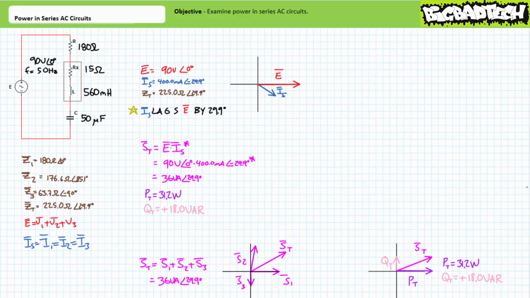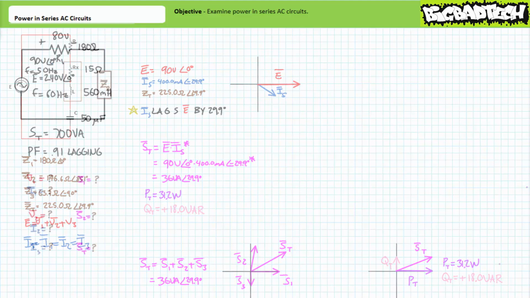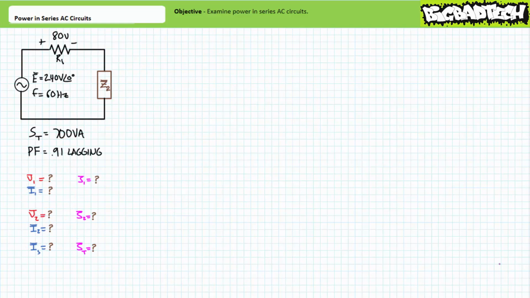Let's try one last illustrated example problem. Our third and final illustrated example problem is somewhat different. It features a series combination of two elements, one of which is a resistor of an unknown magnitude, and the other an entirely unknown impedance. The source voltage is 240 volts at an angle of 0 degrees, with an excitation frequency of 60 Hz.